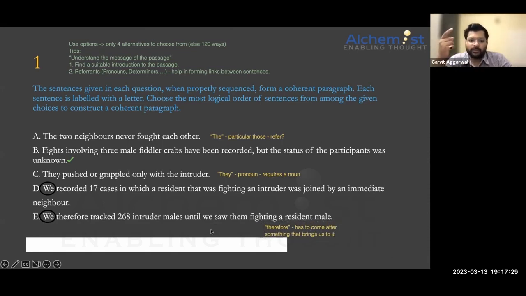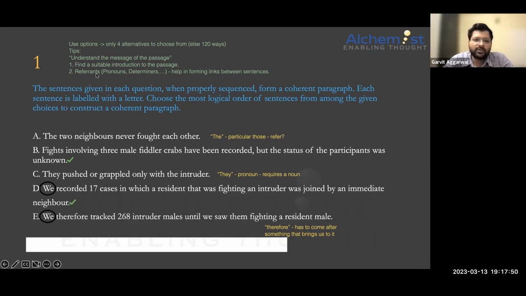There has to have been a talk about this before the sentence has been introduced in the passage. So by that reason, I think there are only two contenders for the first place, which is B and D.